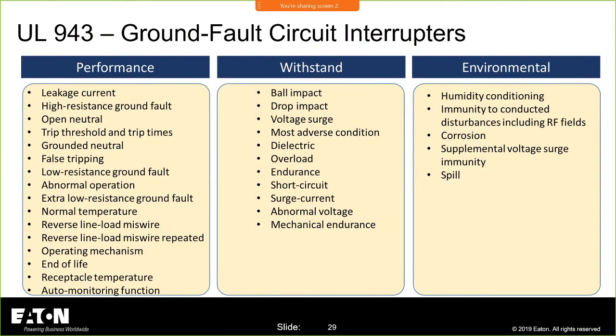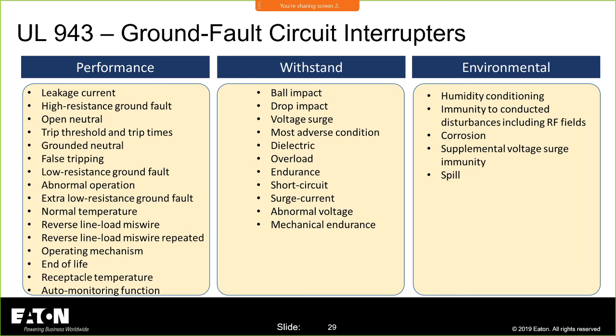UL 943 is the standard, and we have performance, withstand, and environmental requirements. So we have a lot of performance requirements. I'll say that if you have a UL 943 circuit breaker, it's tested to UL 943, obviously, in all of these types of performance, withstand, and environmental testing. And if it's an arc fault, ground fault device, it also gets tested to UL 1699.